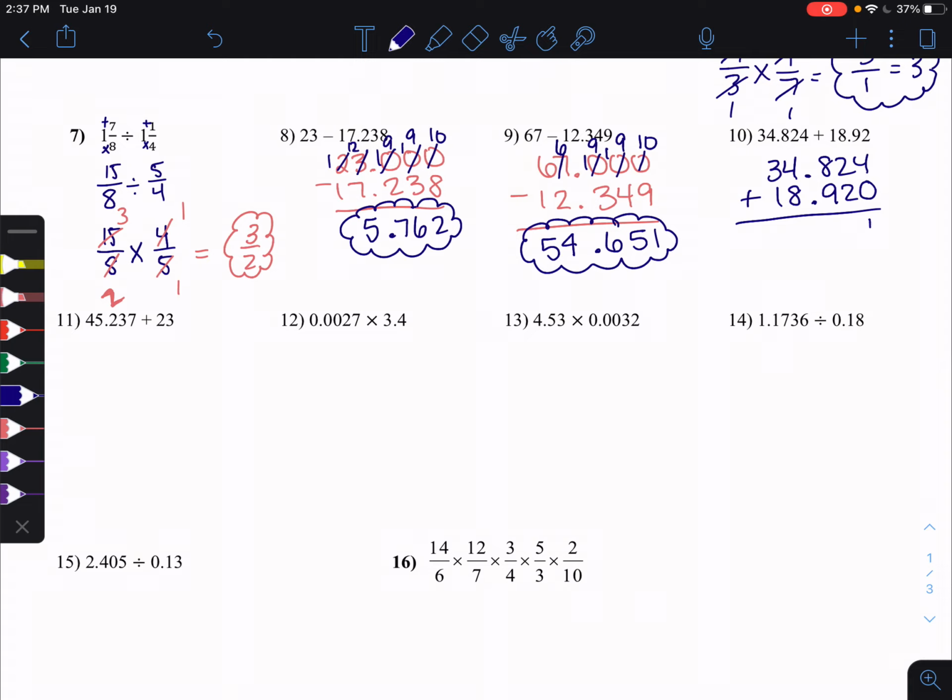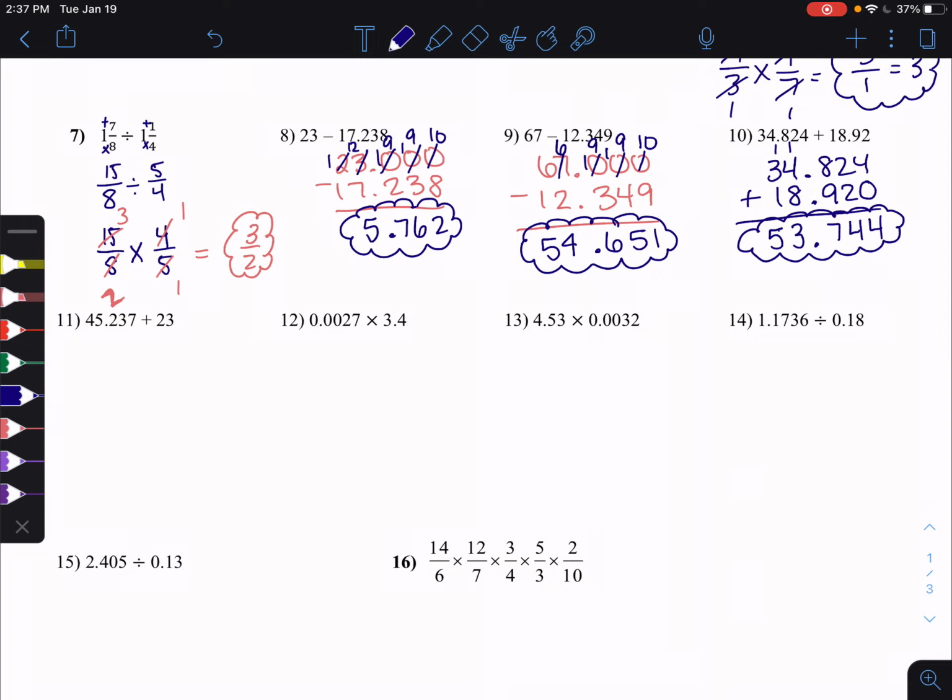4 plus 0 is 4. 2 plus 2 is 4. 8 plus 9 is 17. Carry the 1. 8 plus 4 is 12. Plus 1 is 13. Carry the 1. 3 plus 1 is 4. Plus 1 more is 5. So 53.744.